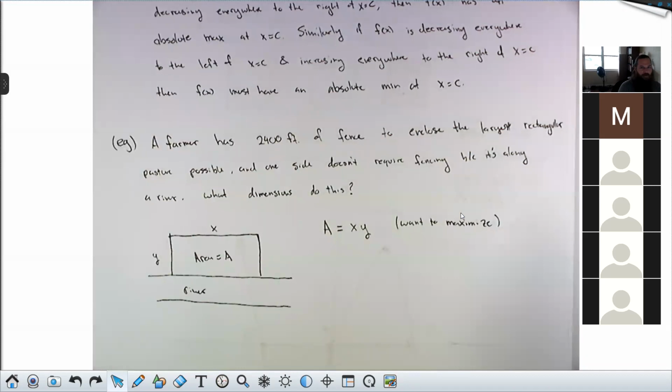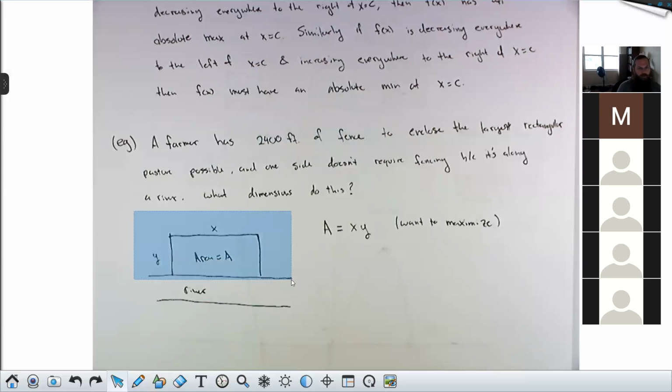The other bit of information that I have has to do with how much fencing I've got available. I've only got 2,400 feet of this stuff. So I know that the perimeter, at least the part that needs to be fenced, has to add up to 2,400. Now, clearly, I want to use all of this fence, right? You could say it has to be less than or equal to 2,400 if you wanted. But we know if we want to enclose the maximum amount of area, we shouldn't have any fence left over.